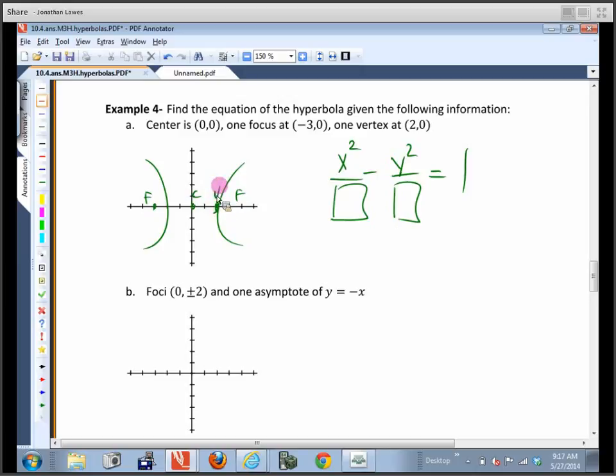Okay, so if that's a vertex, we have to go 2 units from the center to get to the vertex, and we go that far in the x direction. So if that's 2, we square that, put that underneath here. So I've got a 4 underneath there, so that's good. So all I need left is just this number right here.